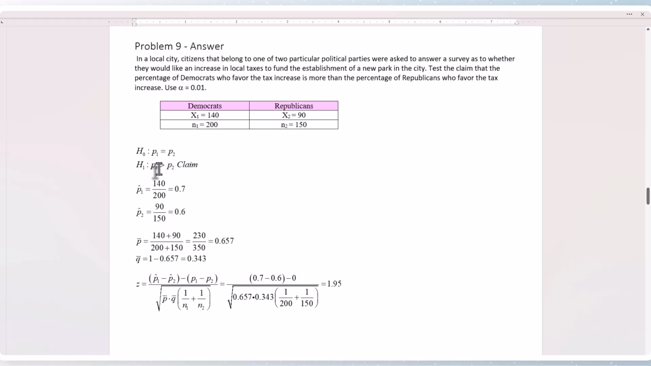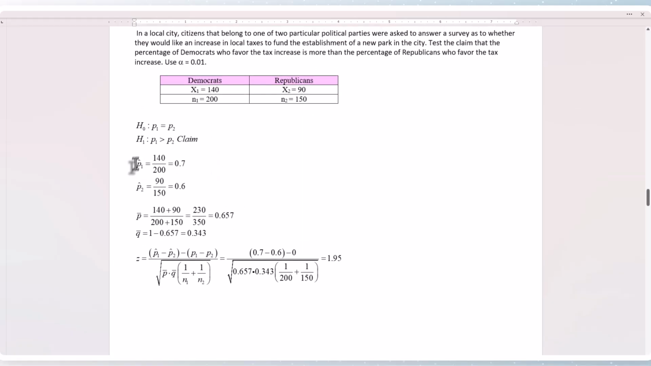Here we're comparing two proportions. So we have P1, which represents the proportion of Democrats who favor the tax increase. That's greater than P2, the proportion of Republicans who favor the increase. That's the claim. That's H sub 1. H naught is that the two P's are equal. So we have to calculate our first sample proportion. We divide 140 by 200 to get 0.7. Calculate the second sample proportion. Divide 90 by 150 to get 0.6.